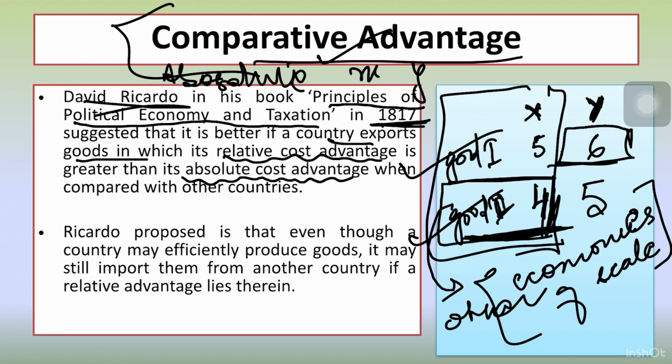Ricardo proposed that even though a country may efficiently produce goods, it may still import them from another country if the relative advantage lies there. I hope this is clear to you guys. If not, then comment in the comment section.